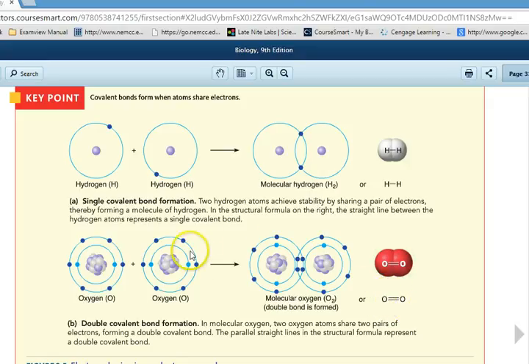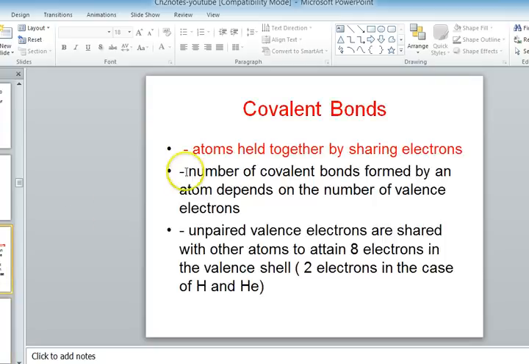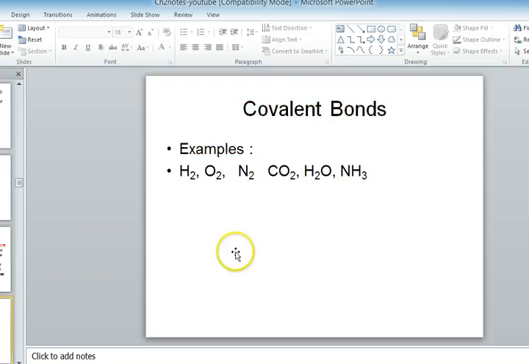Okay, now it doesn't always have to be. Let's go back over here for a second. Notice here's carbon dioxide, water, ammonia as examples of molecules where we have covalent bonds. So it doesn't always have to be 2 of the same atom bonded together to have a covalent bond. A covalent bond is just the case where we have atoms held together by sharing electrons as opposed to gaining or losing electrons.